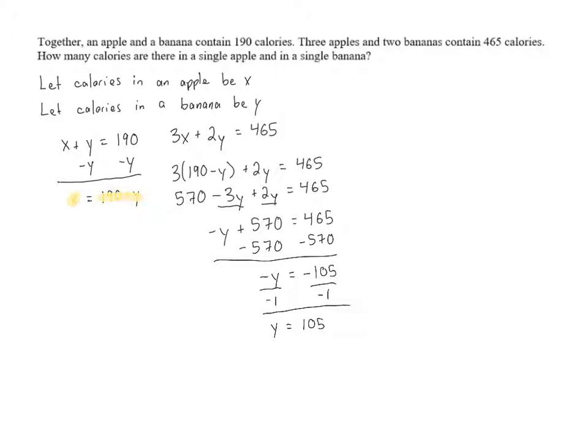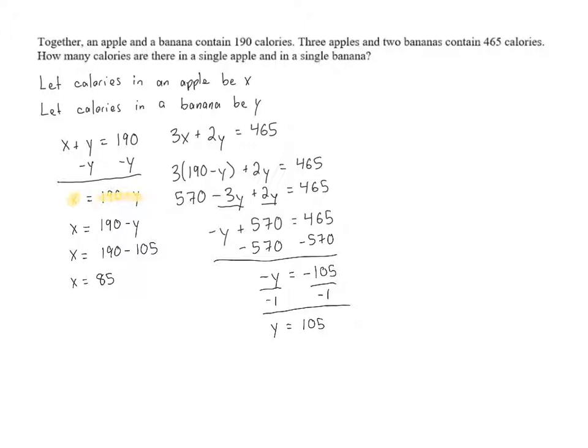And we had this equation earlier, x equals 190 minus y. This is a great one to plug in 105 for y because our goal is to solve for x, and x is already isolated here. So let's plug it in. We have x equals 190 minus y, which in this case is 105. And 190 minus 105 is 85.